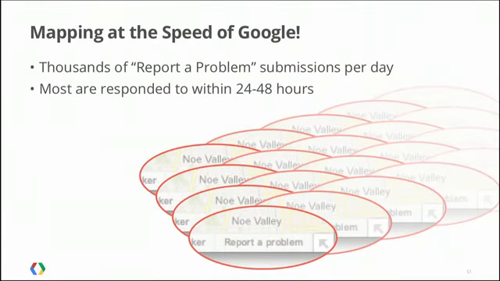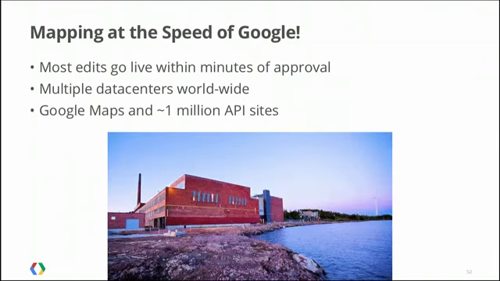All right, so let's talk a little bit about what this all amounts to in terms of mapping at the speed of Google. We get thousands of these reported problem submissions a day. Most of them are responded to actually within 24 to 48 hours. We don't backlog them, so we have to keep up. Most of the edits that result from these reports and from MapMaker go live within minutes of approval.